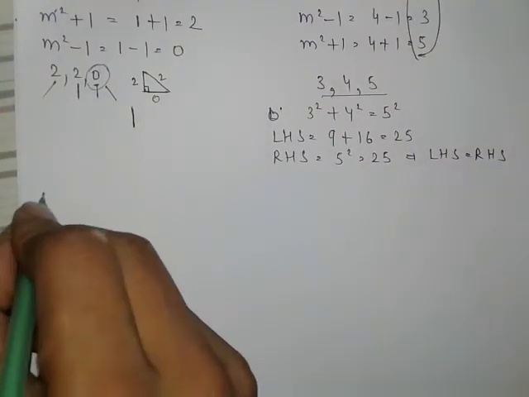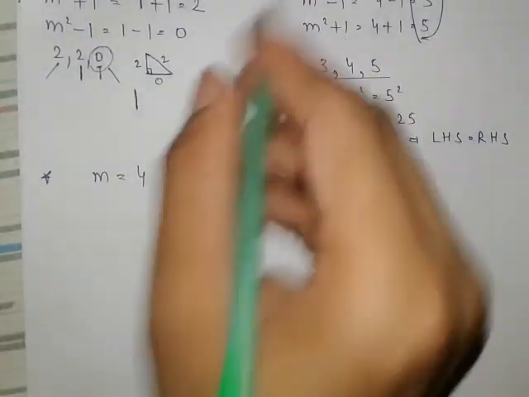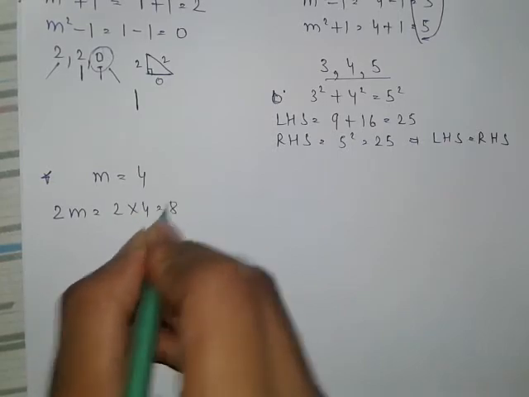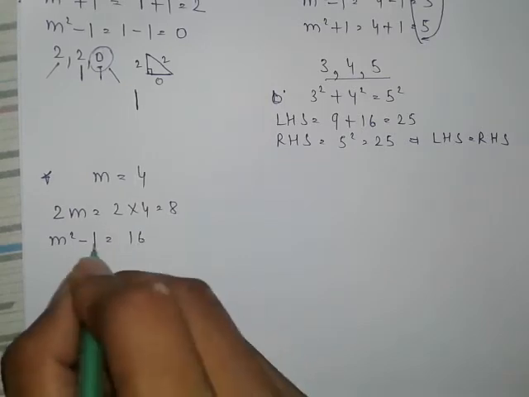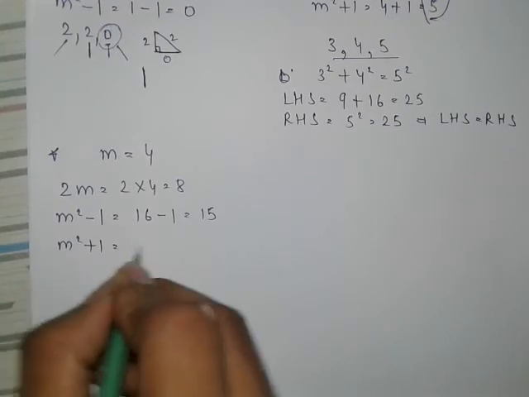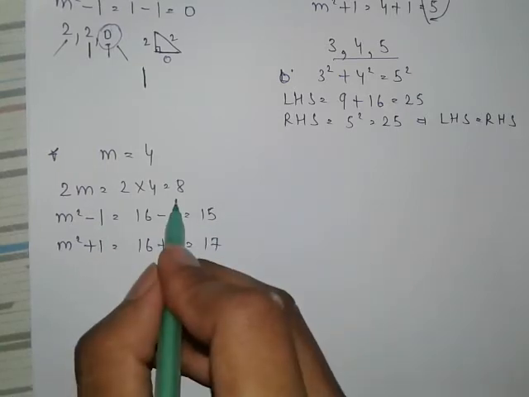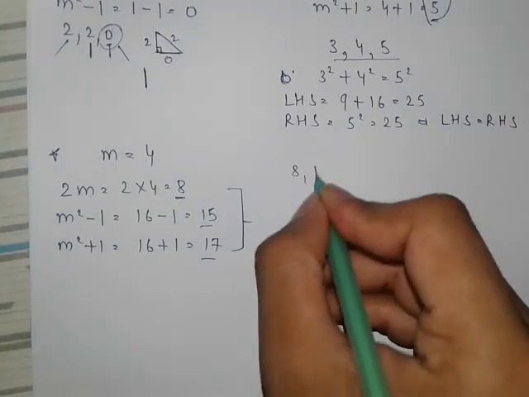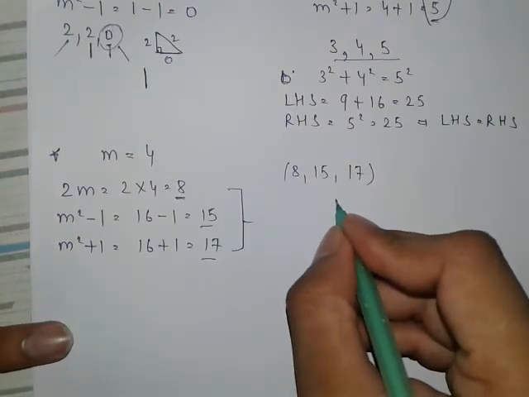Let us take another example. Let us take m equals to 4. So 2m will be 2 into 4 equals to 8. Then m square minus 1, m square is 16, minus 1 is 15. Then m square plus 1, so 16 plus 1 equals to 17. So according to the rule the numbers we have are 8 15 17. So these numbers 8, 15 and 17 should be a Pythagorean triplet. So let us verify it.